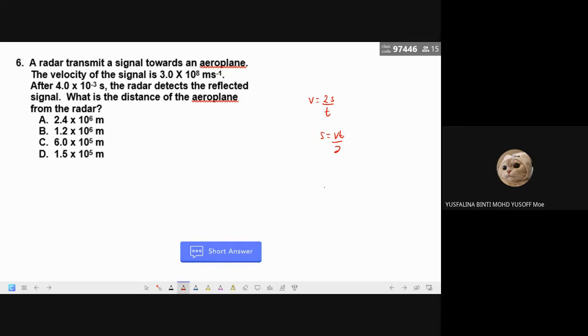S is equals to VT over 2. So V is 3 times 10 power of 8. Time is 4 times 10 power of negative 3. I'm not sure actually when we use it. After we still got one more chapter, right? So it's okay, I'm not using it now. Okay, and this one is divided by 2. So your answer is 3 exponent 8 times 4 exponent negative 3 divided by 2. So you got C. The answer is C.